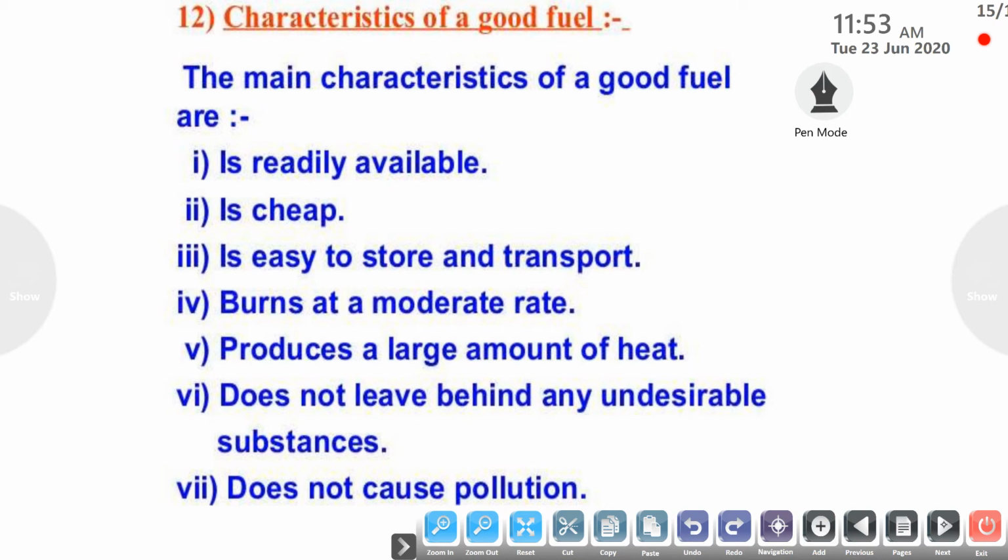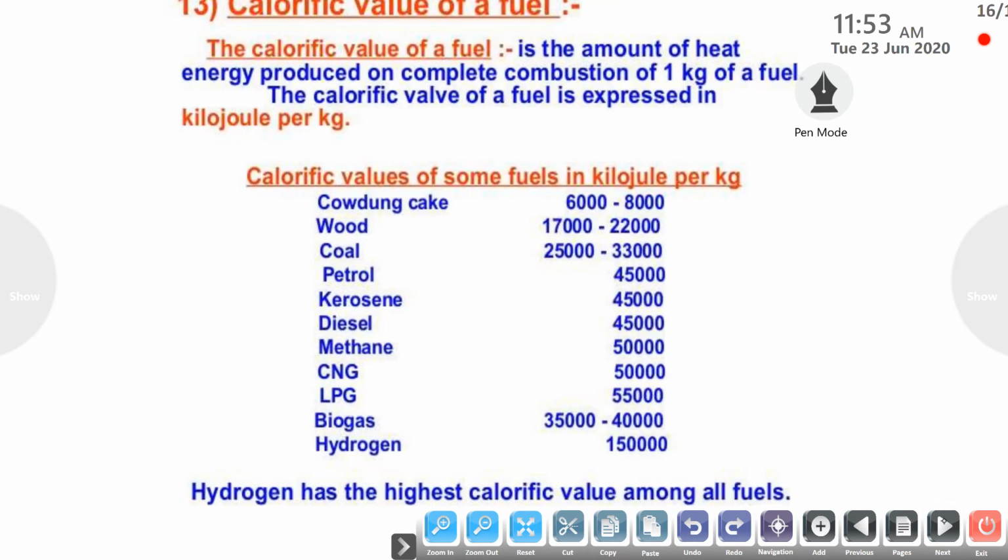The fifth is it produces a large amount of heat. Sixth, it does not leave behind any undesirable substances, as it does not produce any harmful gas in the atmosphere. And seventh, it does not cause any pollution. It does not cause any pollution means कोई भी harmful gas है, कार्बन डाइऑक्साइड है, कार्बन मोनोऑक्साइड है, वो रिलीज ना करे. So these are the characteristics of a good fuel.